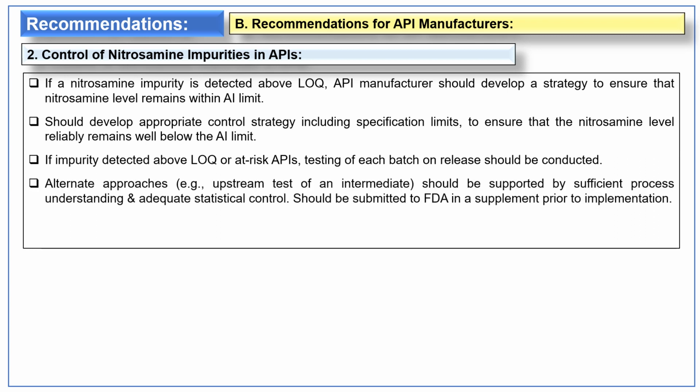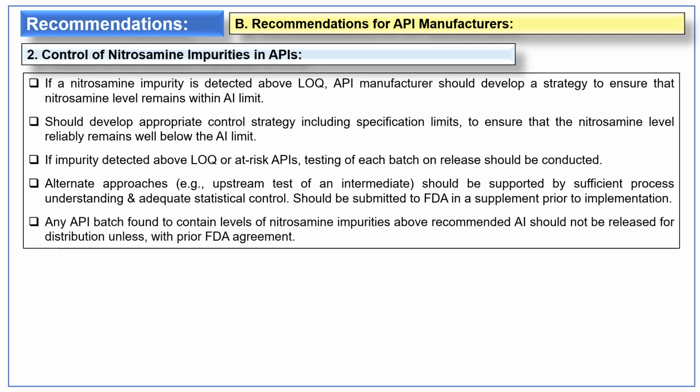Alternate approaches like upstream test of an intermediate should be supported by adequate statistical control and should be submitted to FDA in a supplement prior to implementation. And any API batch found to contain levels of nitrosamine above AI should not be released in the market without prior approval of the FDA.